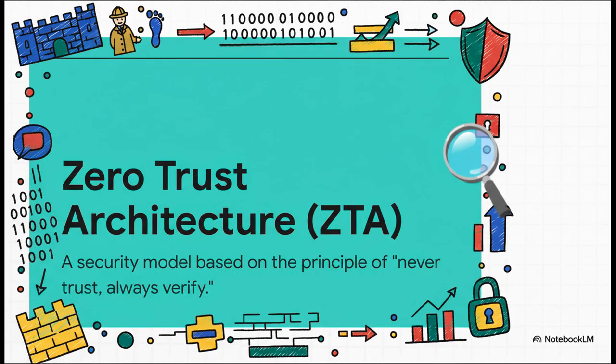Now this is a real game changer. The old way of thinking about security was like a castle with a moat around it. If you made it past the moat and through the front gate, you were generally trusted inside. Zero Trust completely throws that idea out the window. It works on a simple, powerful principle: never trust, always verify. So imagine that instead of one main gate, every single door to every single room in that castle requires you to prove who you are every single time you want to go through it. It makes the entire system so much tougher to crack.